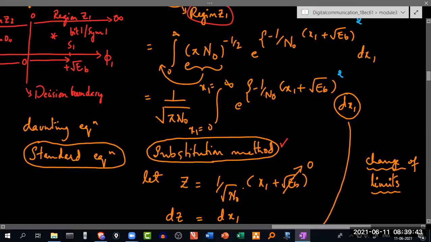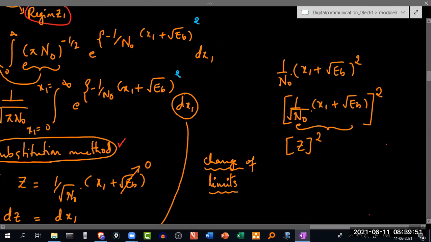Only thing is, I'm trying to bring this 1 by N naught inside the whole square, and that we have already seen. So if I bring this 1 by N naught inside the whole square, I have to put a square root symbol for N naught. So this in turn can be thought of as z.